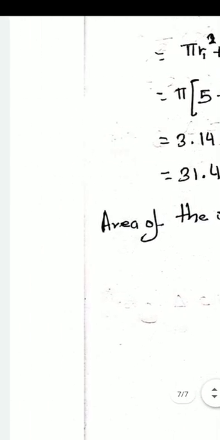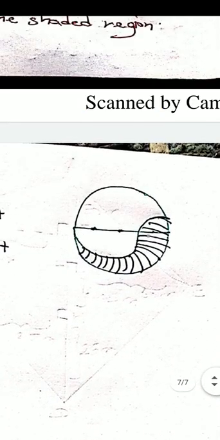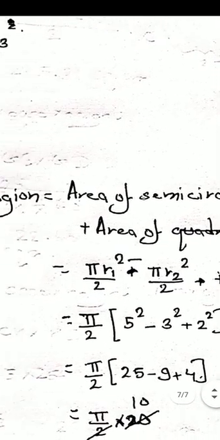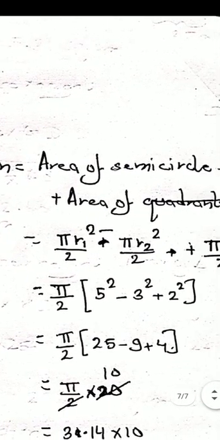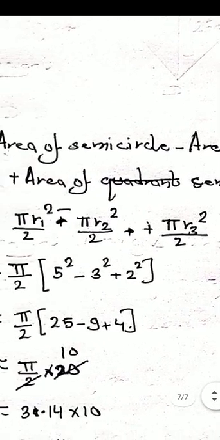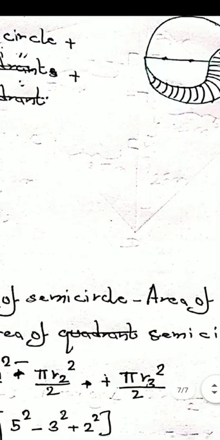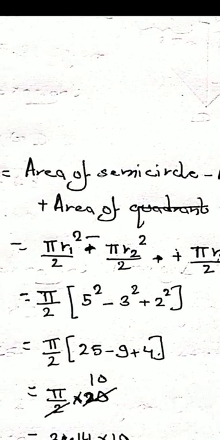So the area of the shaded region in this case will again become the area of the bigger semicircle minus the area of the smaller semicircle plus the area of the other smaller semicircle. So pi r1 square by 2 minus pi r2 square by 2 plus pi r3 square by 2. Remember, I have not written this properly. The radius for the empty semicircle is 3, and it is 2 for the lower part.